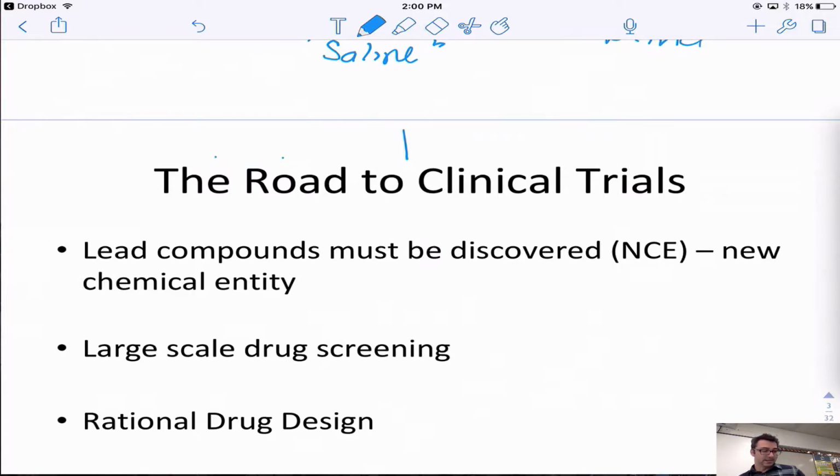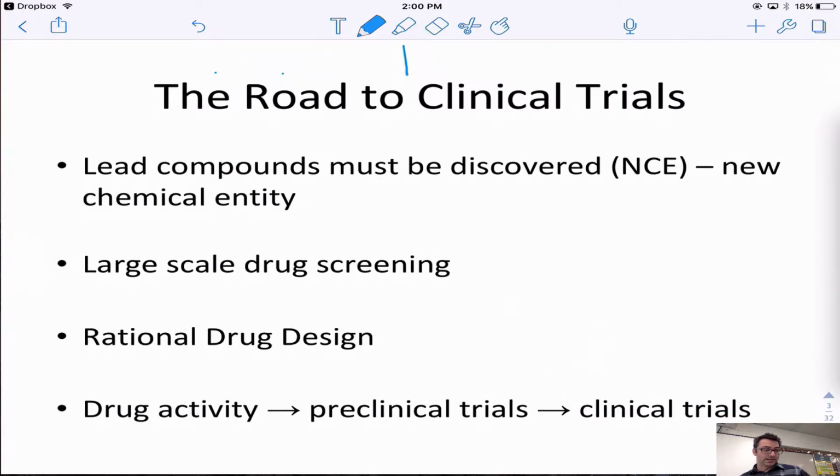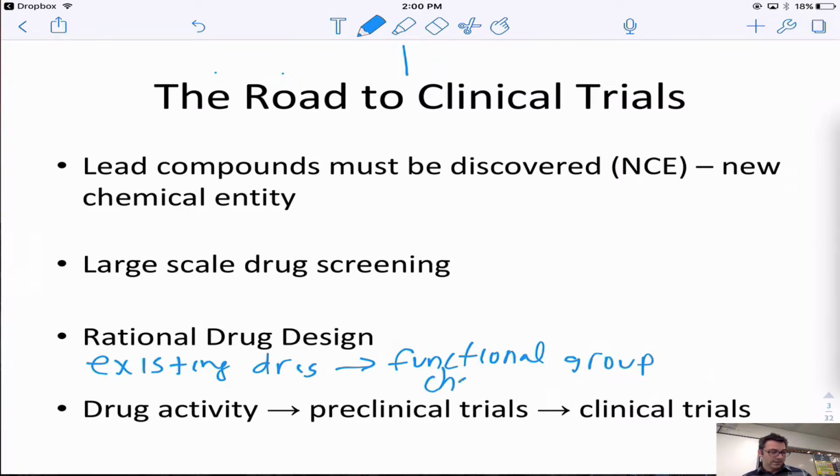The other way is rational drug design. Rational drug design, I happen to really like and think that it is the best way to go if you can do it. That's where you would take some kind of existing drug and change one of its functional groups. By changing one of the functional groups, maybe adding a chlorine where there wasn't one, that could have a huge effect on how useful the drug is.